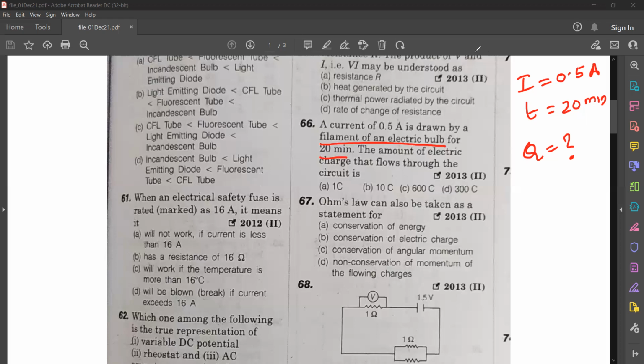Okay, so what is the answer? Direct question, no? You have to just apply the formula for Q. We know I is equal to Q by T. That means I into T is equal to Q, that is charge. So I is equal to 0.5 ampere.